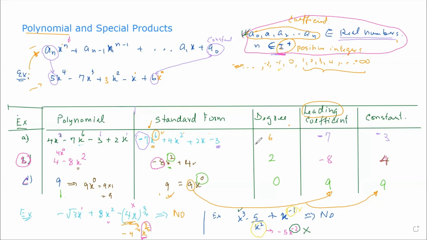So this is the way to say whether it is a polynomial, how to write the standard form, how to find the degree, how to get the leading coefficient, and how to answer the constant term like this. Okay, so I leave it right here first, and then you can practice the questions.